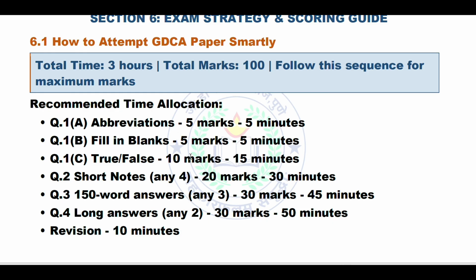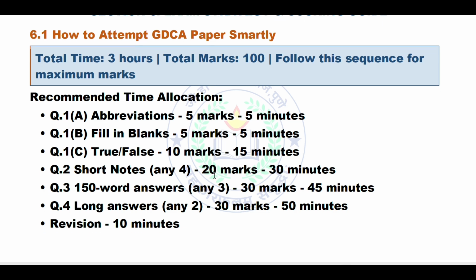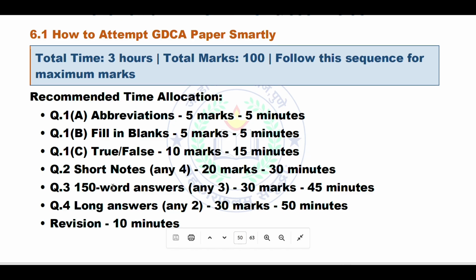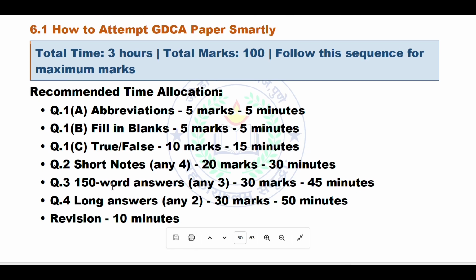Question 1C, true or false, 10 marks. You should give 15 to 16 minutes, and not much more than that. Question 2, write short notes, any 4 for 20 marks, and you should give 30 minutes to write the entire thing. Question 3, 150-word answers, write any 3 for 30 marks, and you should give 45 minutes for that. For long answers, 30 marks, give at least 50 to 55 minutes.